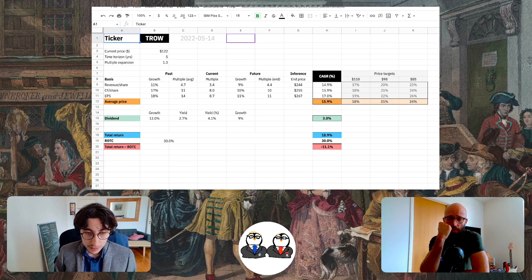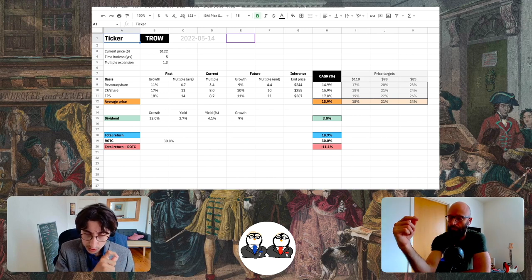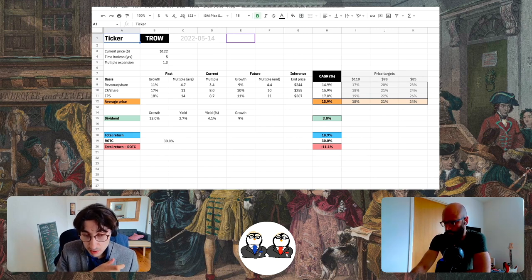Yeah. So this is actually pretty sweet. And also there is a double check that we can do. And the double check is the dividend yield that we get versus the dividend yield in the past. So in this case, we are forecasting 3%, and in the past it was 2.7%, so it's kind of reasonable.